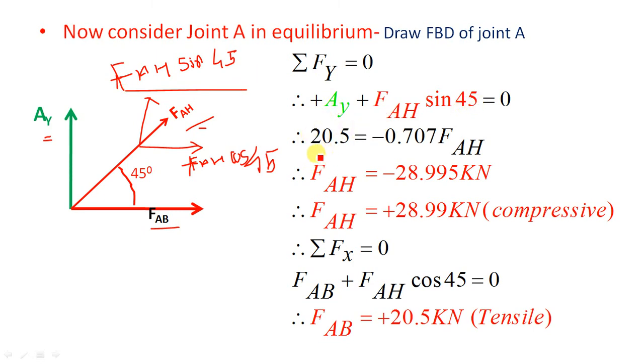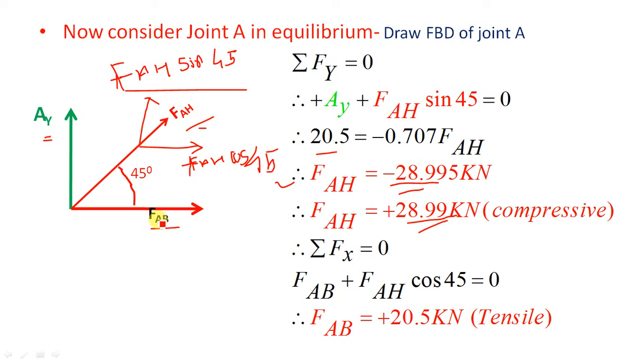So AY is 20.5. From that you will get the value of F of AH. It indicates the minus, so your answer is minus. Minus when you have observed F of AH tensile, so what does it indicate? It must be negative, it must be positive. So it indicates it is a compression. So F of AH is compression.